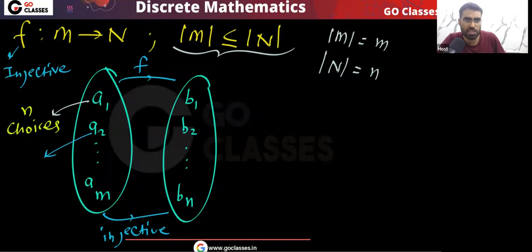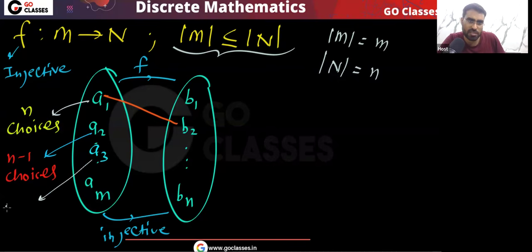Tell me how many choices for A2. Once this A1 is done, now for A2, how many choices? Now for A2, there are n minus 1 choices. And so on. For A3, how many choices? N minus 2 choices. Okay, like this.